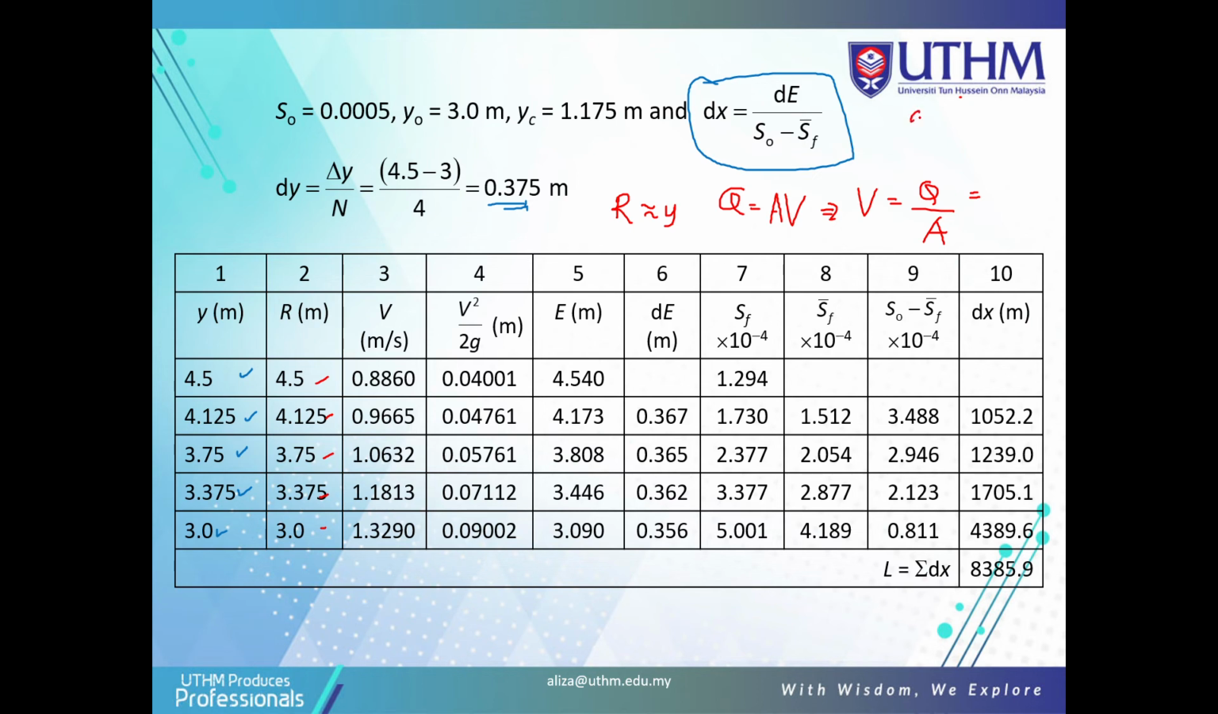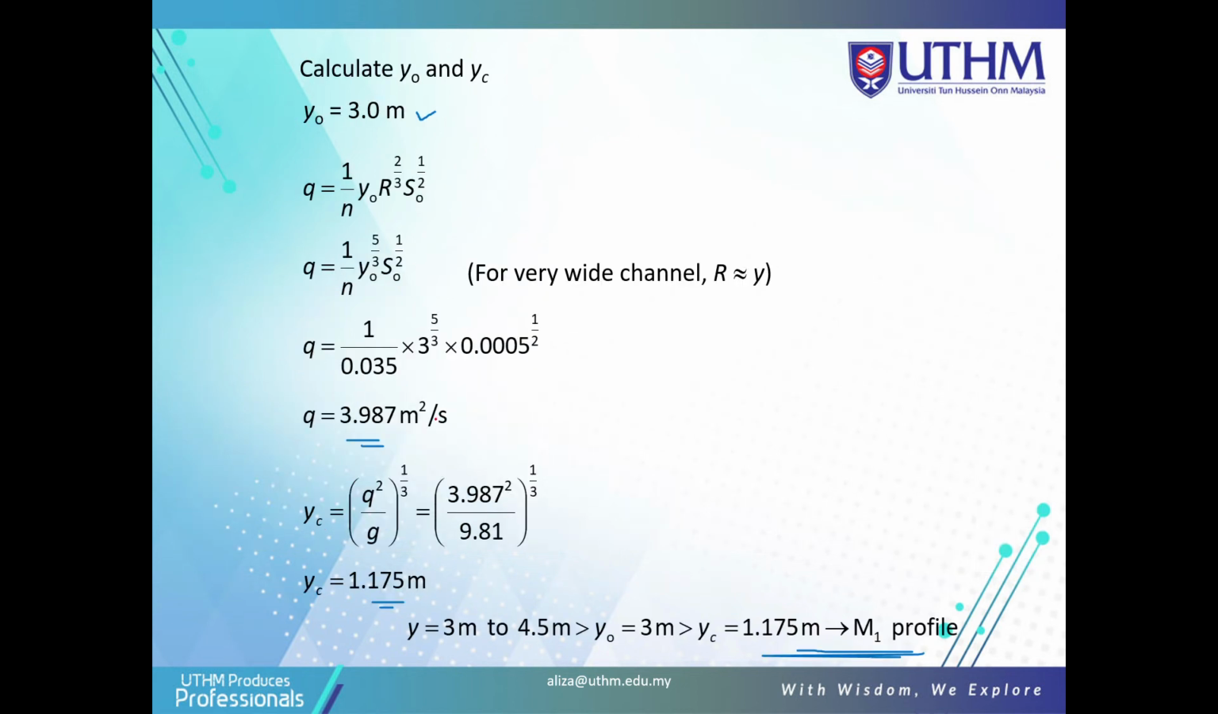And we know that q is equal to Q over B. So q is equal to Q over B, and then V is q divided by the y. So you get the velocity here, the velocity based on the q that you find here.